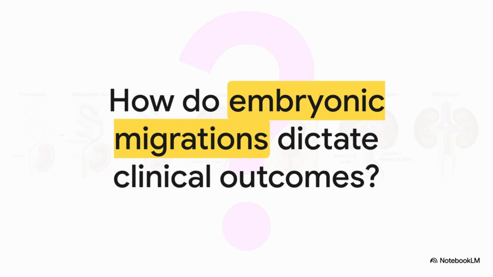So how do these microscopic, week-by-week embryonic migrations ultimately dictate a lifetime of human physiology and clinical outcomes? It leaves us with a pretty fascinating final thought, doesn't it? The difference between perfect health and a lifetime of complex pathology often comes down to just a few microscopic millimeters of mesoderm migrating exactly on time in a span of just a few weeks in utero.